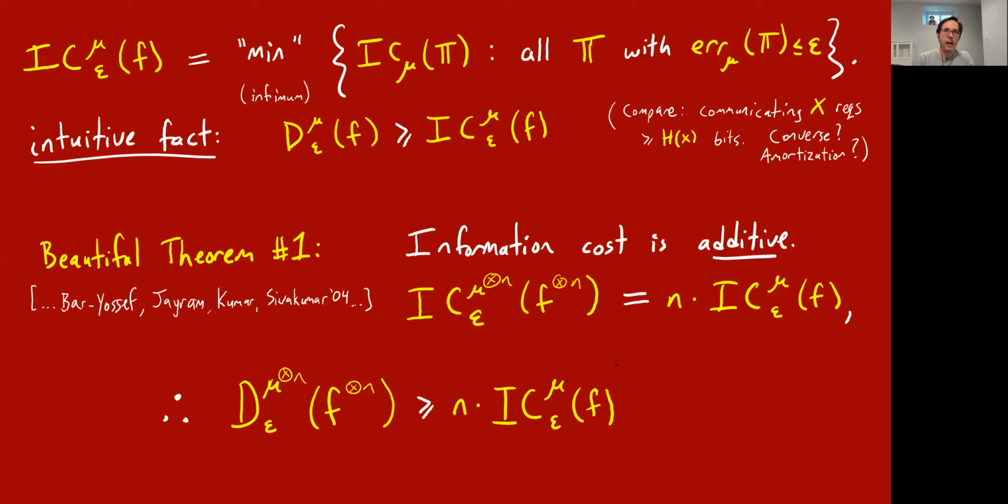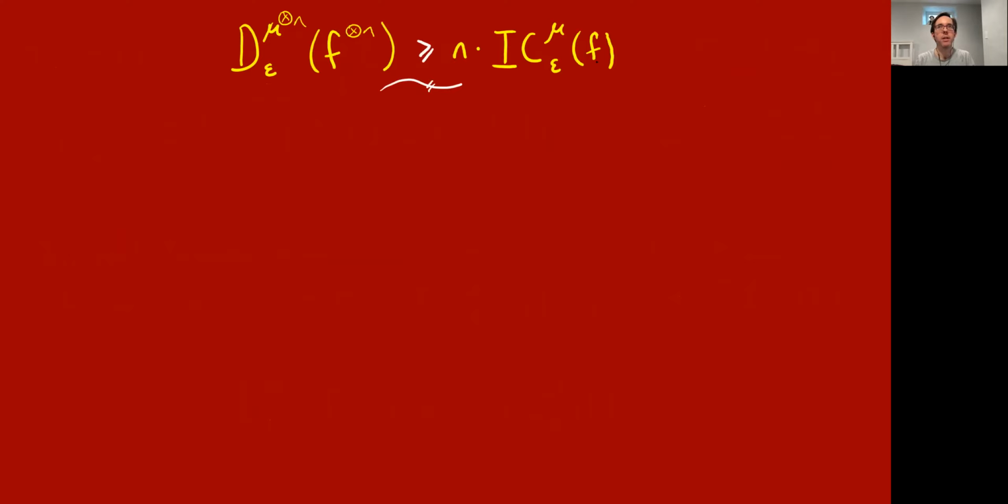So in particular, since we have this intuitive fact that the communication cost is at least the information cost, that tells you that the communication cost for solving n independent instances of function f on n pairs xi, yi, with error epsilon on each pair, is at least n times the information complexity. And so this could be a route potentially to proving lower bounds on randomized communication complexity, which in general can be quite tough. So let me save this fact up here.